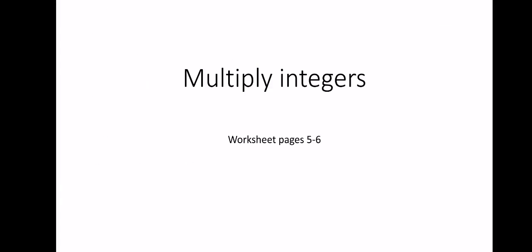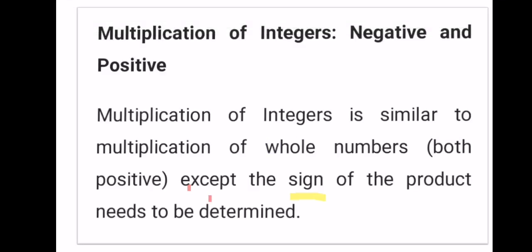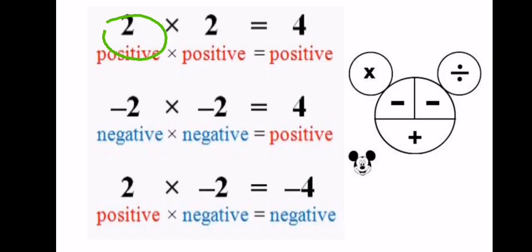Good morning. Today we will talk about how to multiply integers. The multiplication of integers is very easy because it's similar to multiplication of whole numbers, except the sign of the product needs to be determined. It depends on the sign of the factors. Let's see the first example.